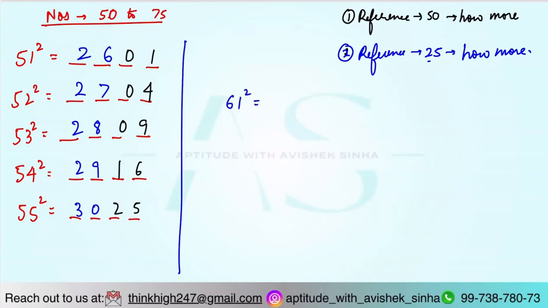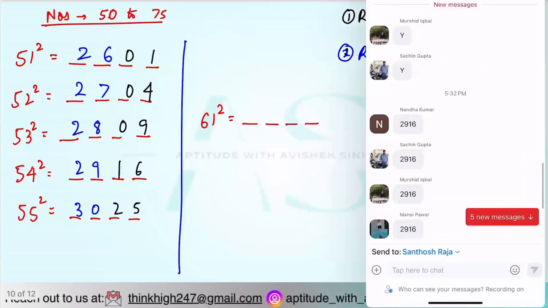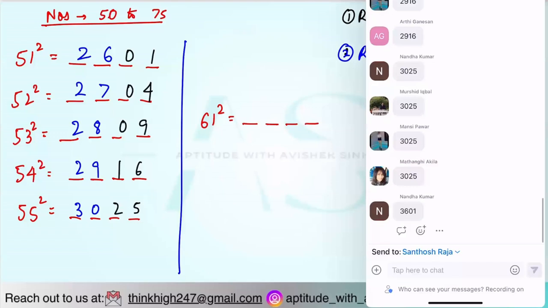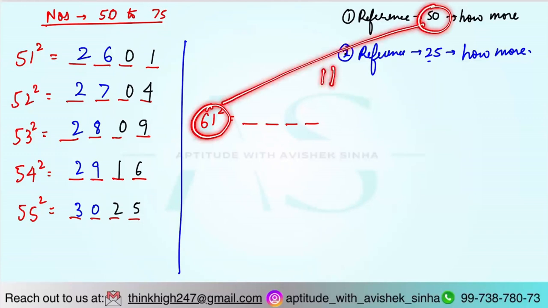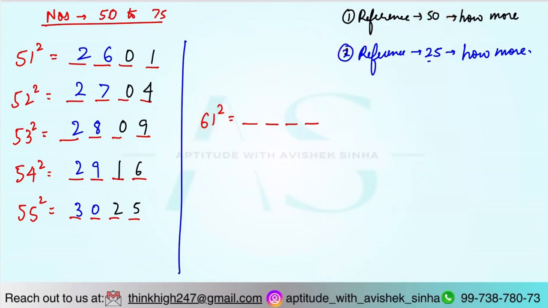So we'll do the last question, that is 61 square. What should be the value for 61 square? Please tell me if you are able to do this. 61 square. 61 is 11 more. So square of 11. See, 61 is actually 11 more. Square of 11 is 121. So we write it as 121.